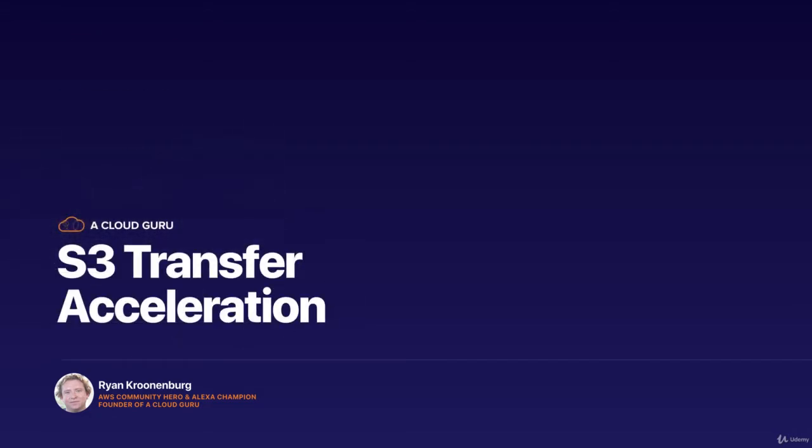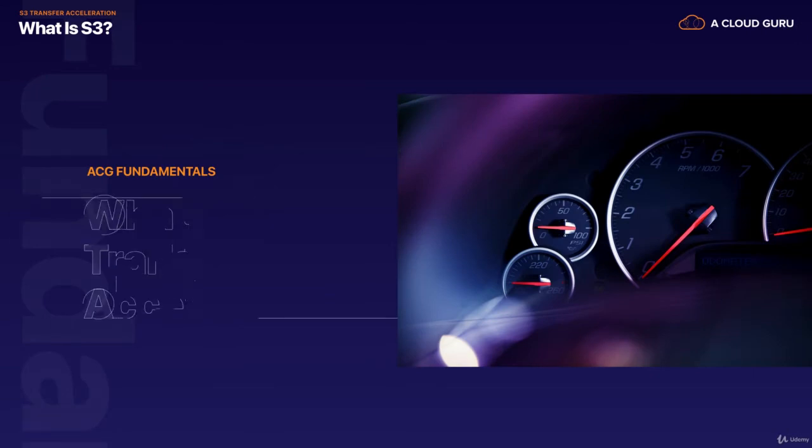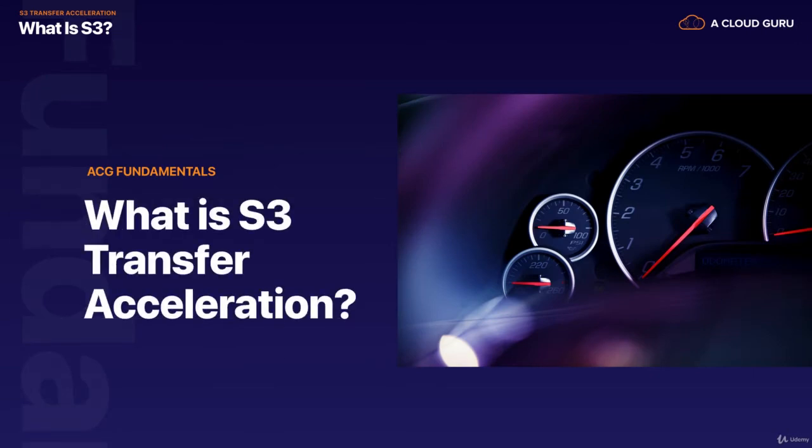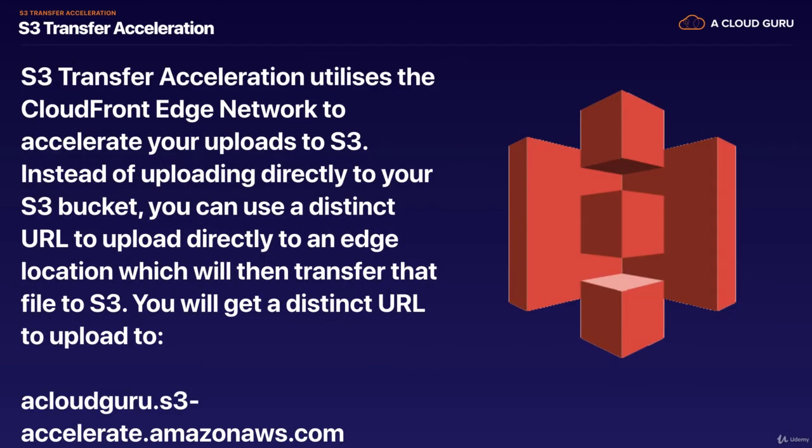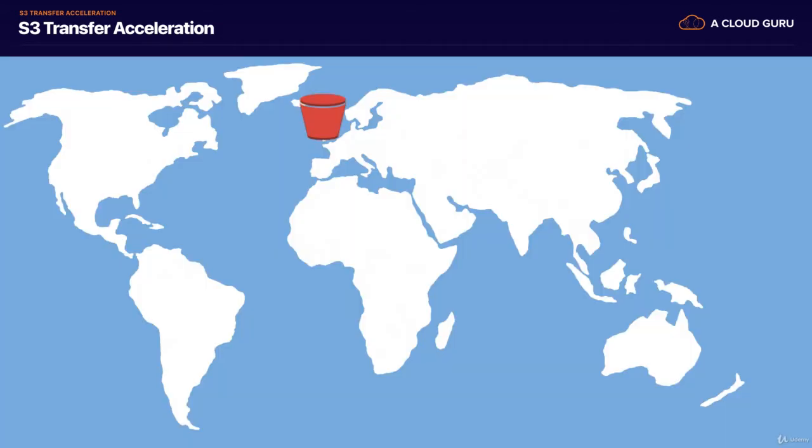In this lecture we're going to look at S3 transfer acceleration. So what is S3 transfer acceleration? Well, we did talk about it in a little bit of detail in the S3 101, but essentially it utilizes the CloudFront Edge network to accelerate your uploads into S3. And instead of uploading directly to an S3 bucket, you can use a distinct URL to upload directly to an edge location, which will then transfer that file to S3. And you'll get a distinct URL to upload. So it might look something like this, acloudguru.s3-accelerate.amazonaws.com. And we're going to see that when we go over to Google.